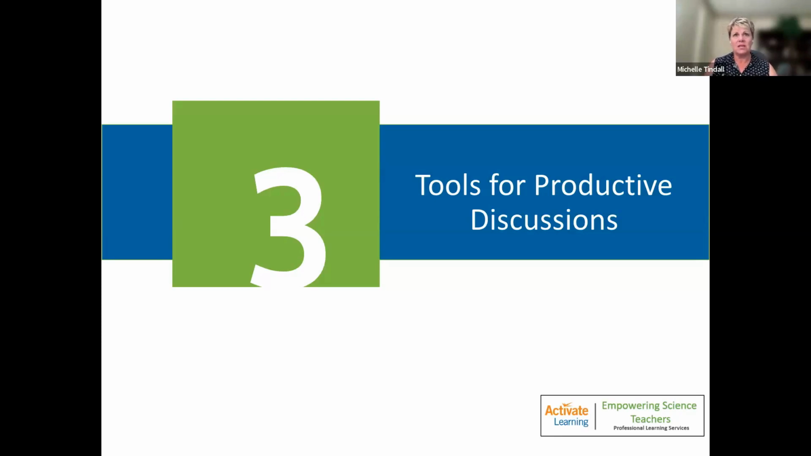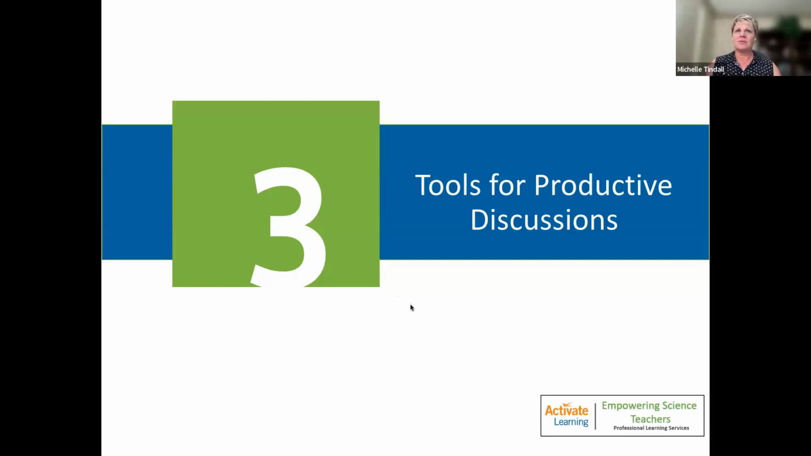But once you get into using these talk moves and questioning as a strategy, you're going to find that you learn a lot about your students' thinking and know more about their thinking so that you can help them better reach the goal of understanding the science. So with that, we have about 4 minutes left in our time today.